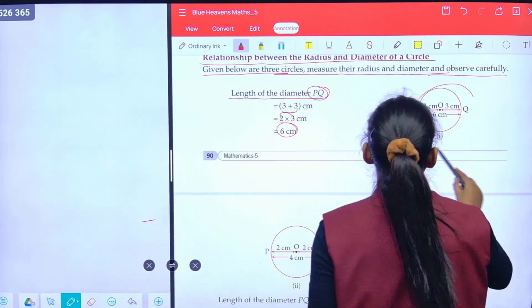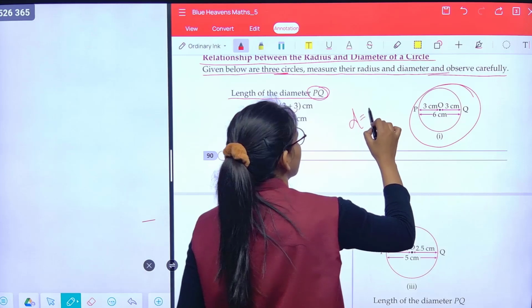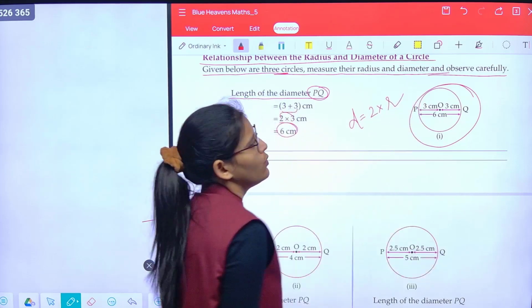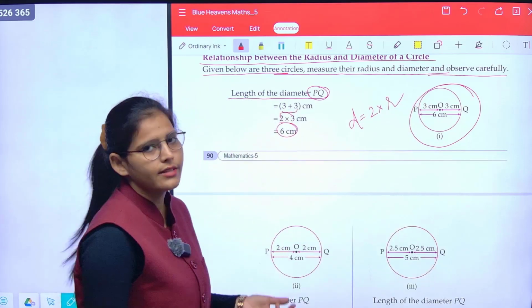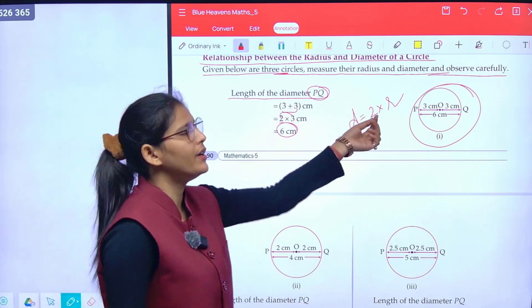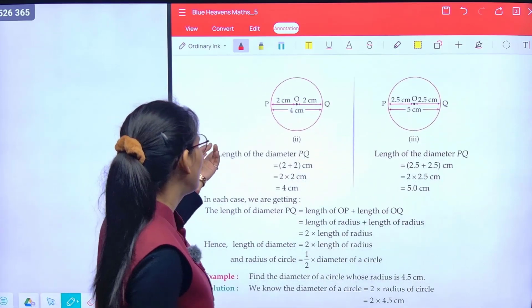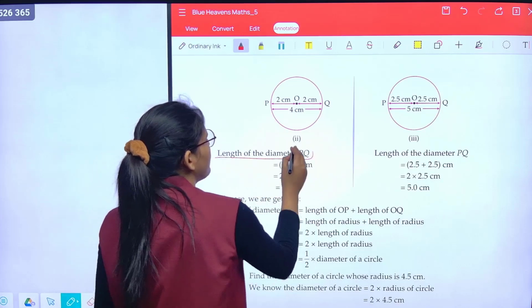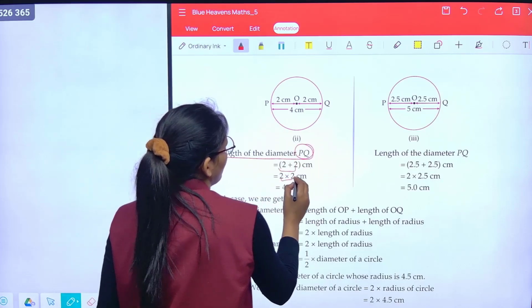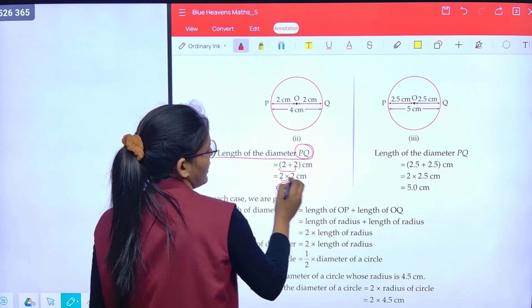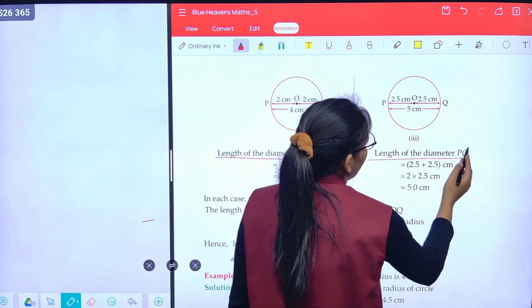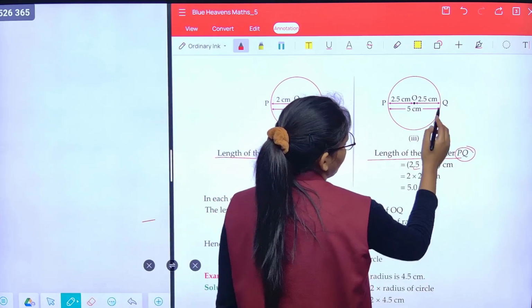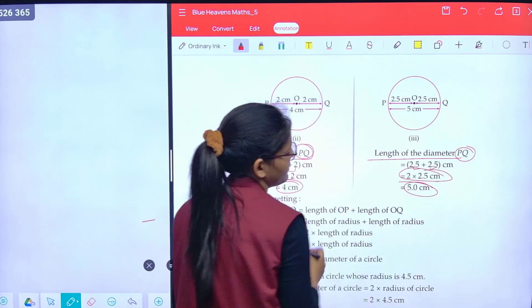Understand? So class, what is the diameter? It is 2 times the radius. Diameter is equal to 2 times radius. Diameter is equal to 2 into r. Now class, see, length of the diameter PQ, 2 plus 2, 2 twos are 4 centimeter. Now length of the diameter PQ, 2.5 plus 2.5, it is 5 centimeter.